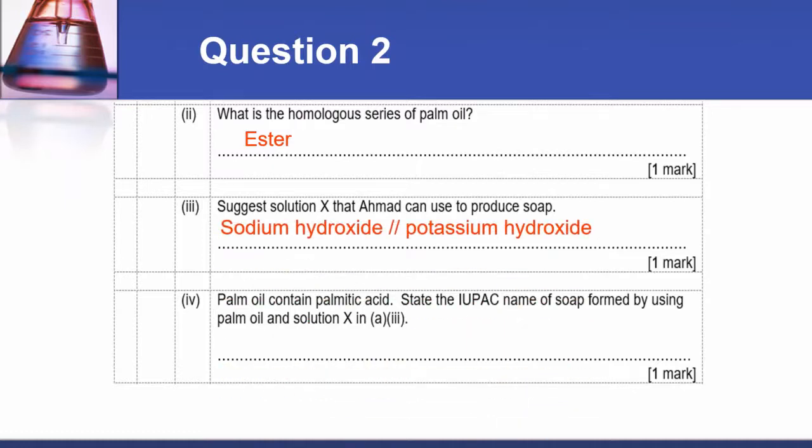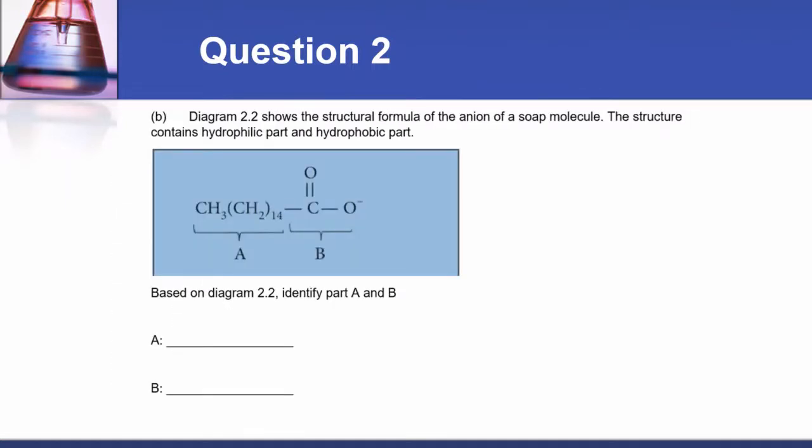For 2A4, palm oil contains palmitic acid. State the IUPAC name of the soap formed by using palm oil and solution X in A3. If your answer is sodium hydroxide, the soap produced will be sodium palmitate. If your answer in A3 is potassium hydroxide, the IUPAC name for the soap produced will be potassium palmitate. For question 2B, diagram 2.2 shows the structural formula of the anion of a soap molecule.